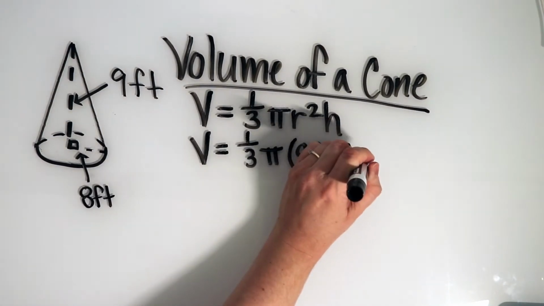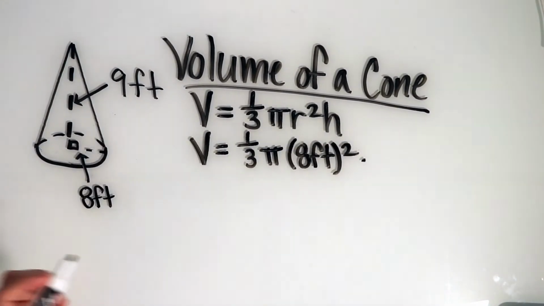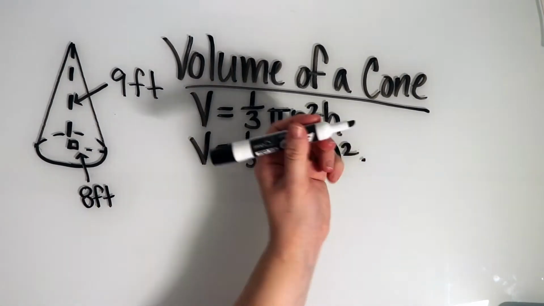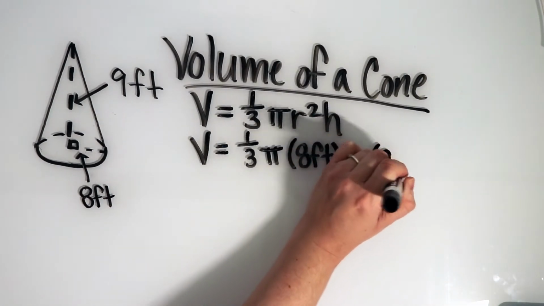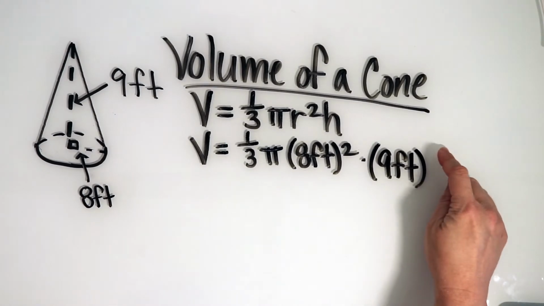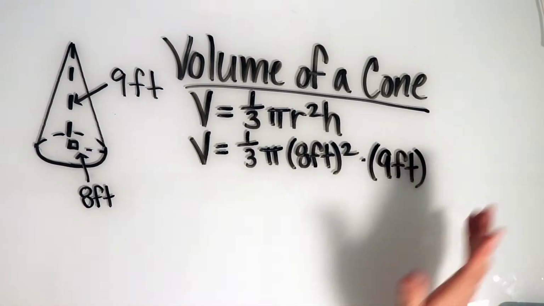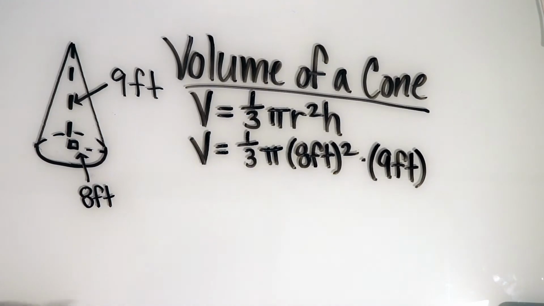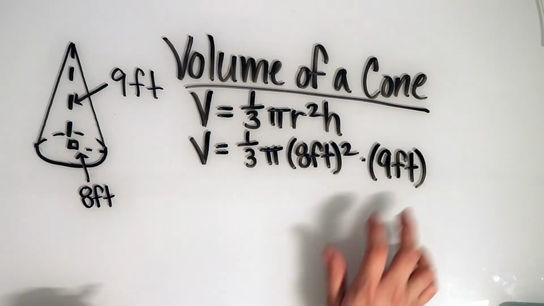All right, times the height. The height is 9 feet. And I can put parentheses as well. I don't have to, in that this one's not being squared or there's no power, but that's okay. I like to put parentheses, but again, you don't have to on that one.